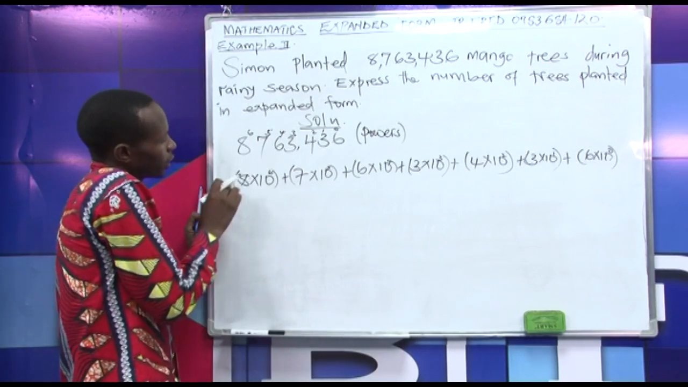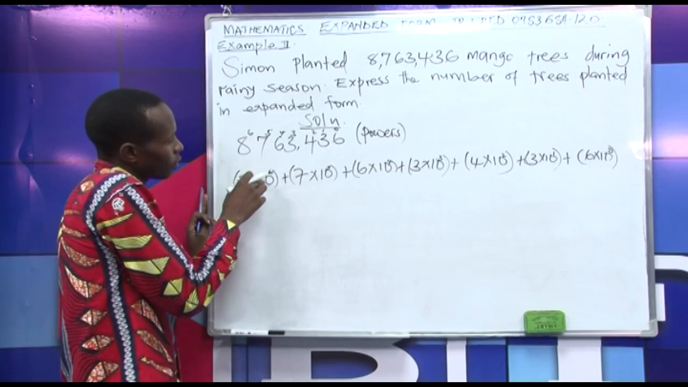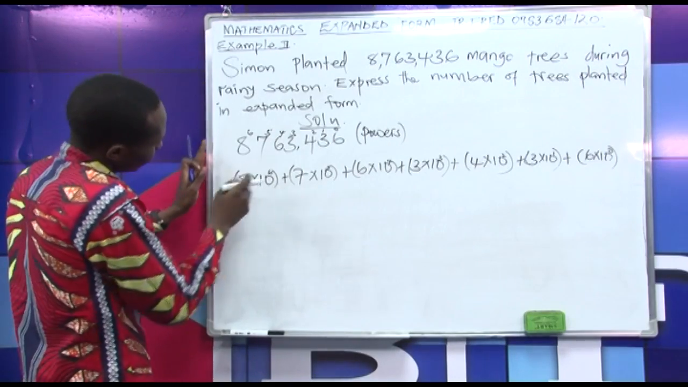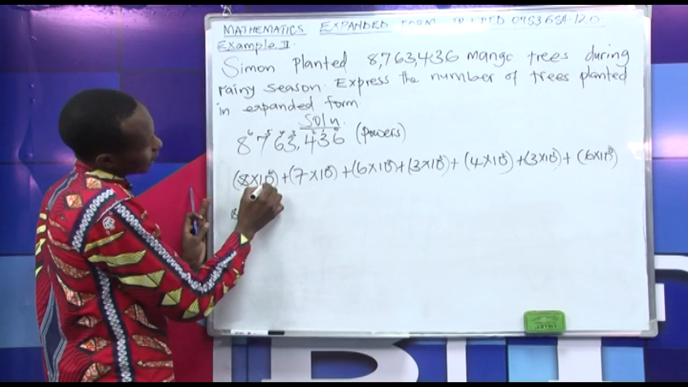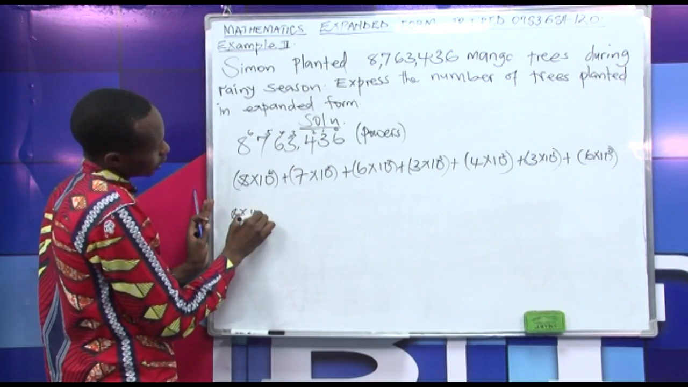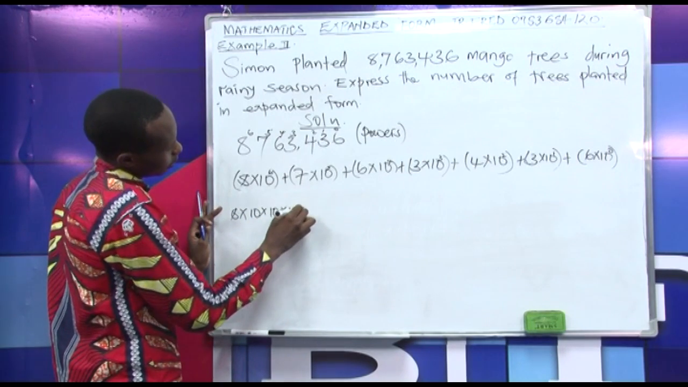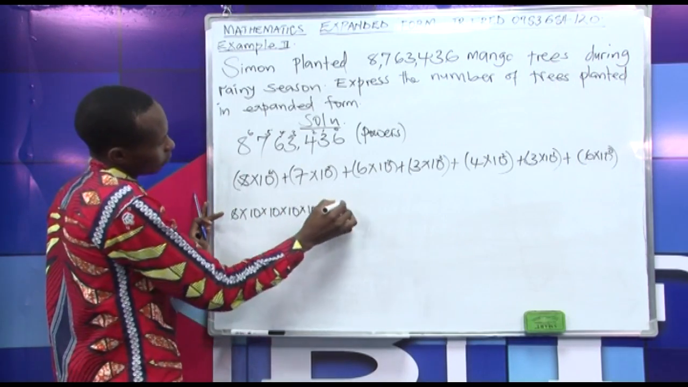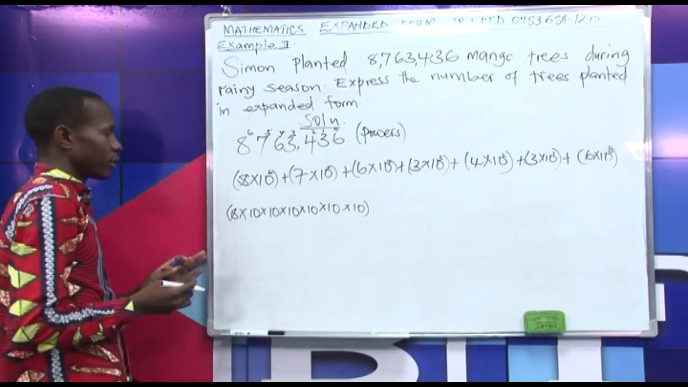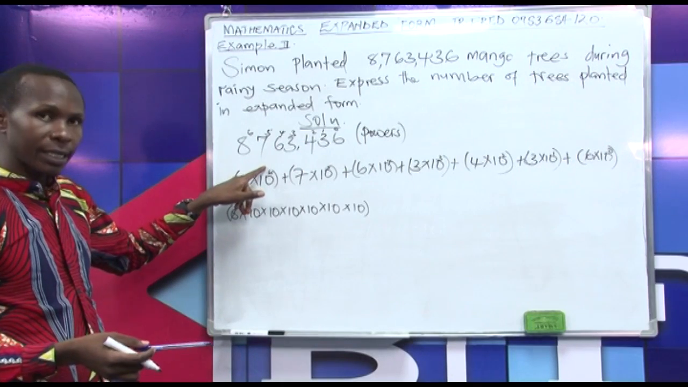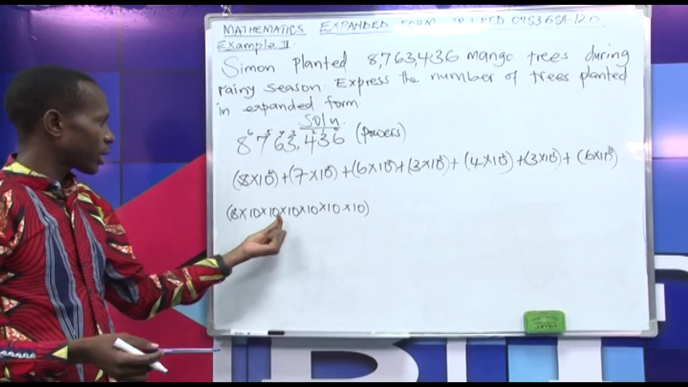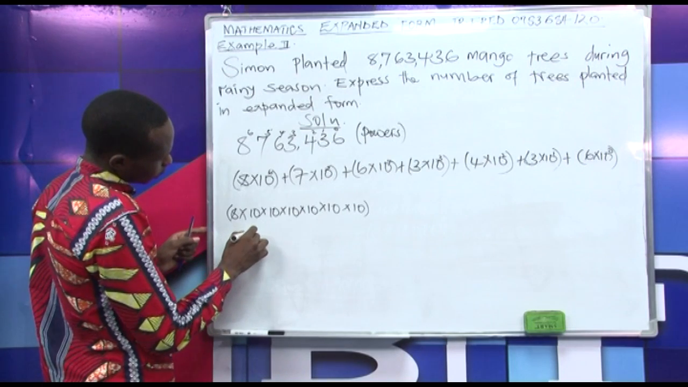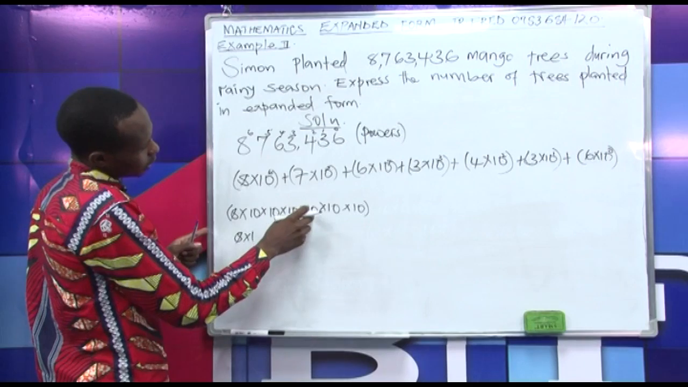So we shall have the first one as 8 times 10 to power 6. 10 to power 6 simply means that you have got 10 multiplied 6 times. So it will be 8 times 10 times 10 times 10 times 10 times 10 times 10. How many times of them? They want 6 times. This is what it means. So when you see me putting to power 6, I mean it will be 8 times 10 times 10 times 10 times 10 times 10 times 10.